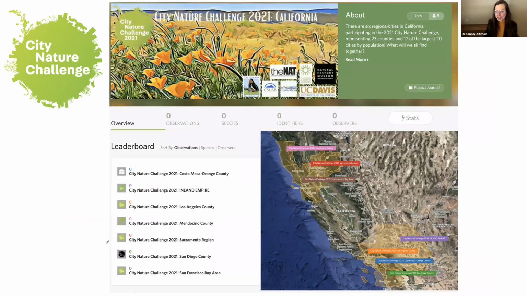This year, we are one of 6 California regions that are participating. So we'll be competing against these different regions in California. We have 3 regions of Northern California and then 4 in Southern California. I also think Baja California is participating. This is exciting because we can compare what we're finding to different regions.